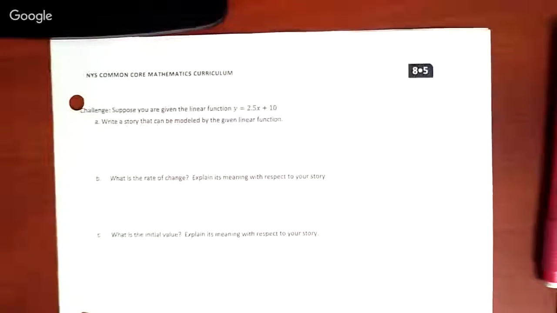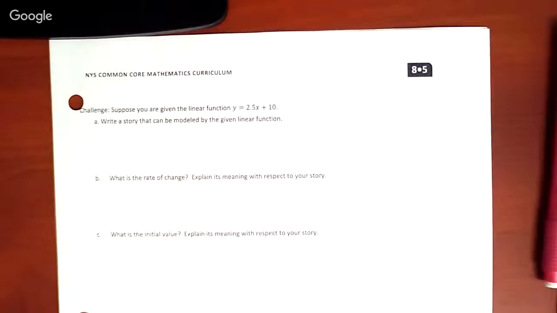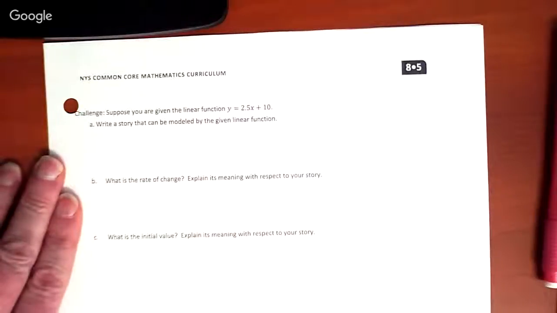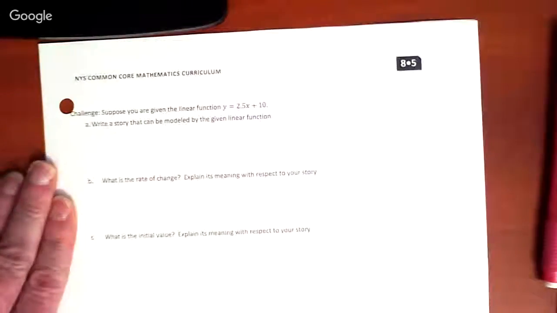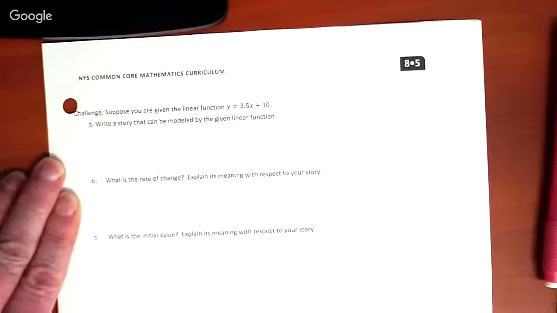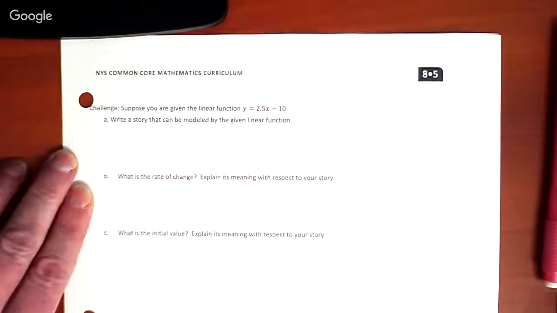Okay. And our challenge that we have, suppose you are given a linear function, y equals 2.5x plus 10. Write a story that can be modeled by the given linear function. What is the rate of change? Explain the meaning with respect to your story. What is the initial value? And explain its meaning with respect to your story. And that ends our lesson.